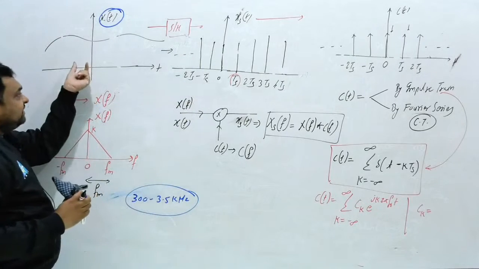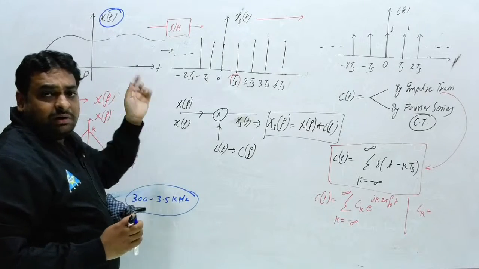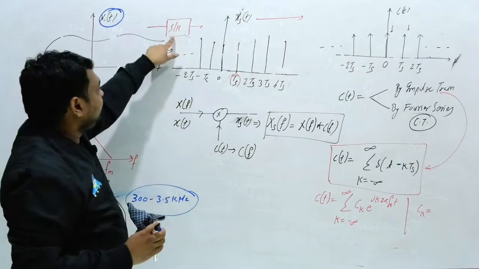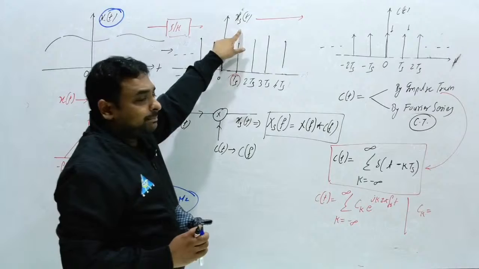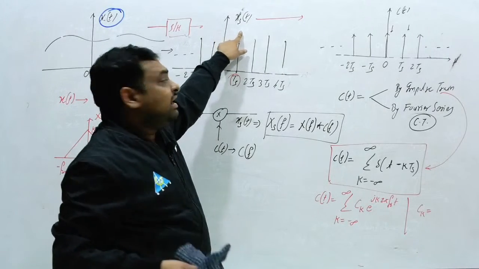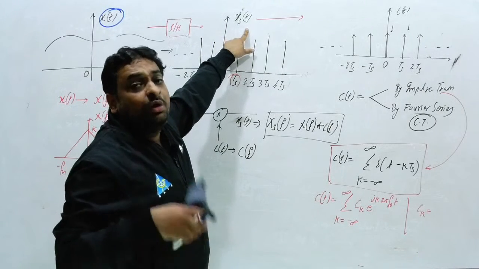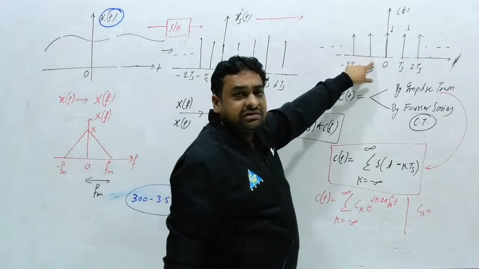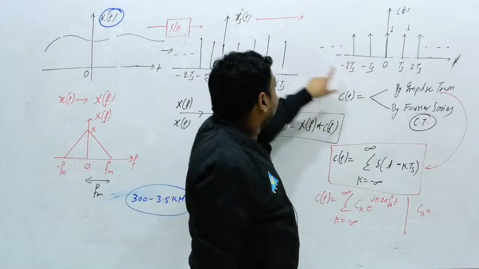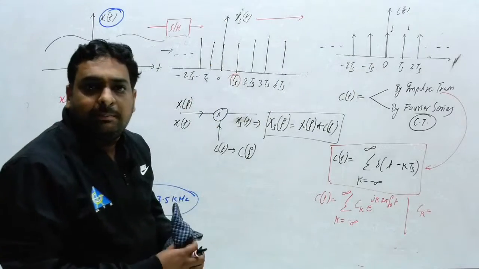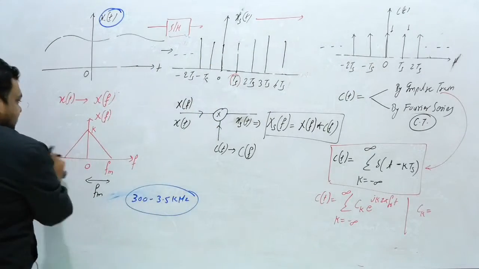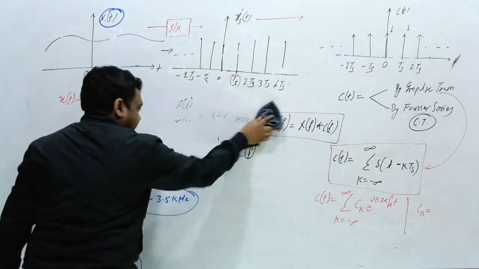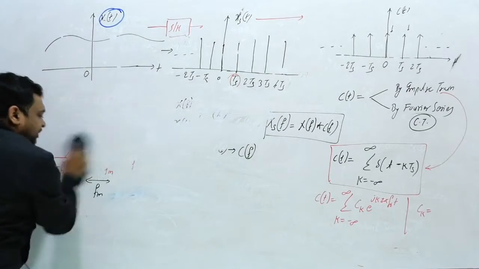If you pass this signal through a switch, or a sample and hold circuit, you will get the sampled signal. And mathematically, how can we write this xs(t)? We can assume that if you multiply this signal with an impulse train, you will get the sampled signal. So this is our assumption. Clear? Now my derivation is going to start.